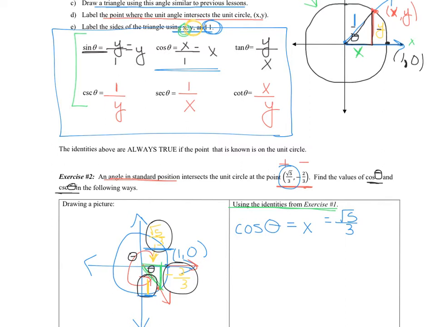Cosecant of theta on the unit circle is 1 over y. So 1 over negative 2/3. We already did this. We know that that keep change flips to negative 3/2. So the idea is the picture supports what we now know from our identities.